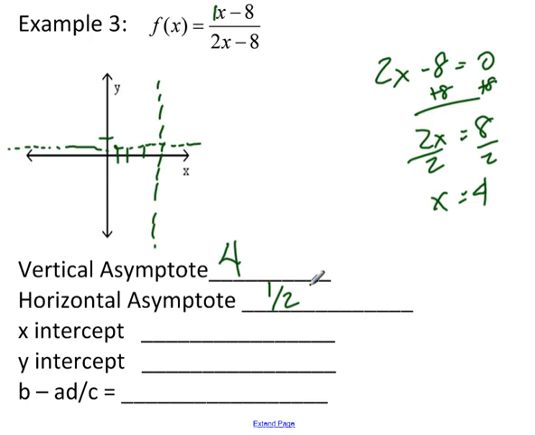X-intercept, top equal to 0. That's x minus 8 equals 0. Add 8 to both sides, so it's just 8. And y-intercept are the back numbers. They're the same, negative 8 over negative 8, so that becomes positive 1. So, positive 1 for my y. X-intercept's at 8, so this is 4, 5, 6, 7, 8 here.